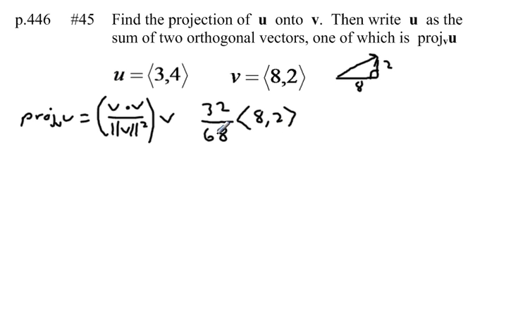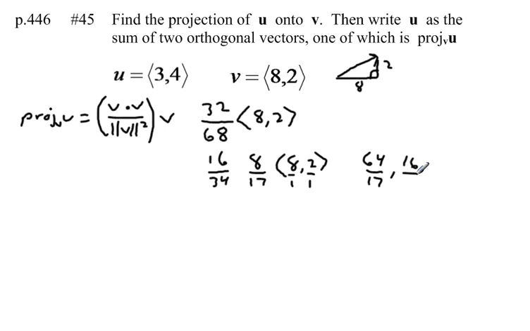Okay, so 32 over 68. Can we reduce that at all? Sure we can. That will reduce to 16/34, which will also reduce to 8/17. So I have 8/17 times 8, comma 2. Now if I multiply 8/17 by each of these quantities, I will end up with 64/17, comma 16/17. So that vector right there is the projection of u onto v.